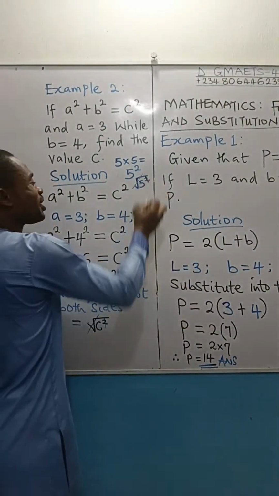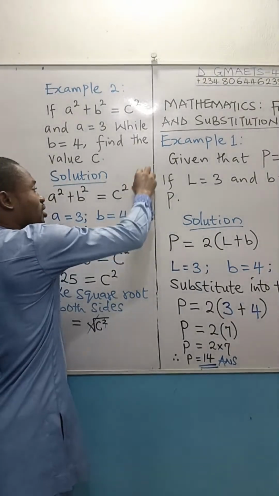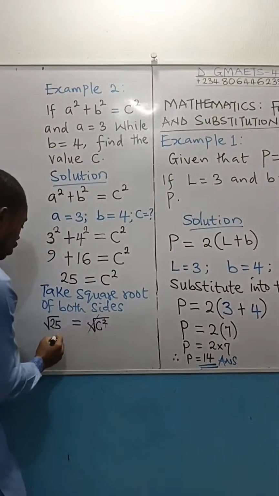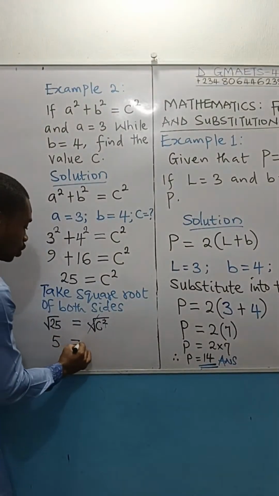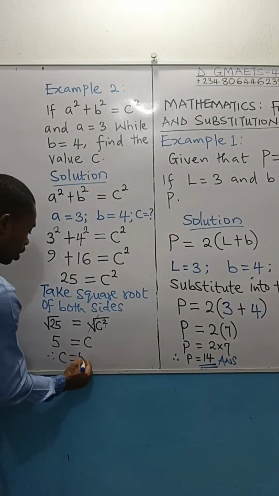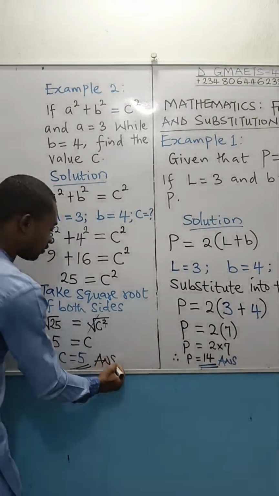Just know your multiplication table by heart. Yes, learn it. There are no two ways about it. So this will be 5 equal to C. We are done. Therefore, the value of C is equal to 5.